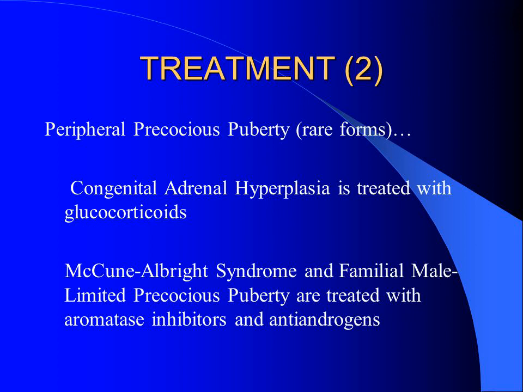Treatment. 2. Peripheral precocious puberty, rare forms. Congenital adrenal hyperplasia is treated with glucocorticoids. McCune-Albright syndrome and familial male-limited precocious puberty are treated with aromatase inhibitors and antiandrogens.